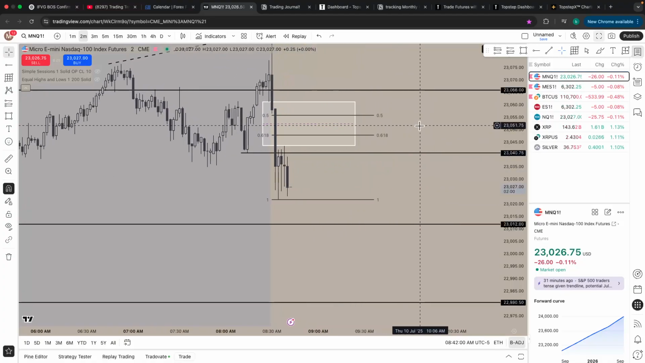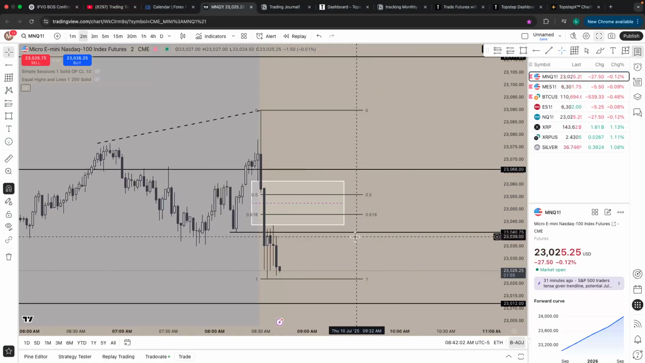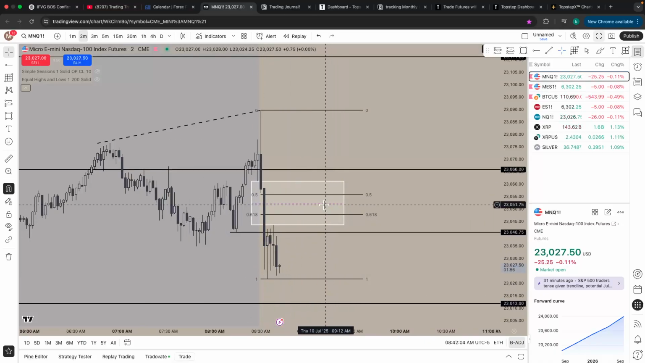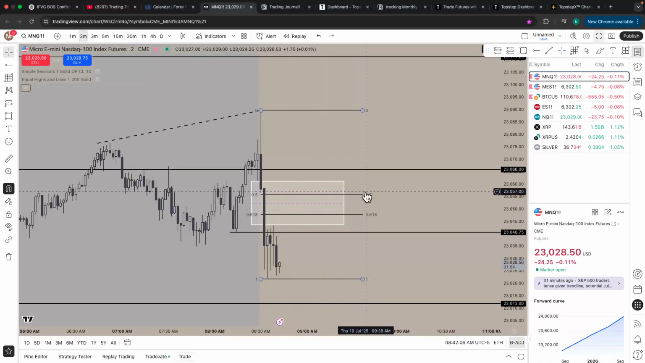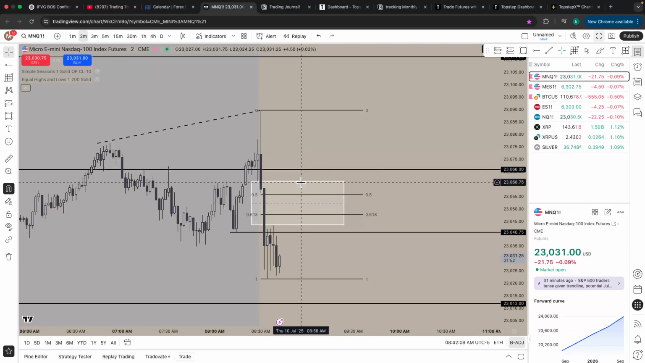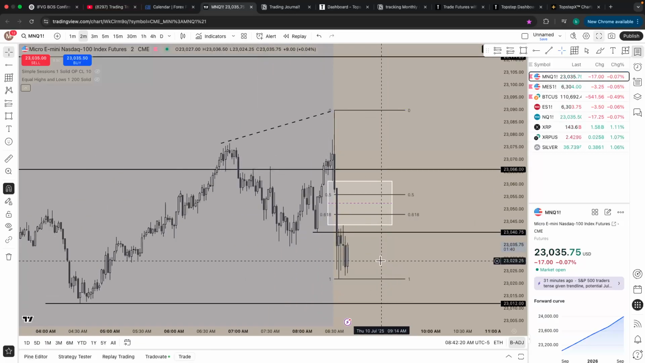Wow, that's beautiful. Yeah, we are in premium price right now. I'd like to see price come back to this 0.5 level for a discount and then give me an inverse fair value gap on the 1 minute or 2 minute, and then a retrace back up to give me my 1 minute or 2 minute breaker structure. Stops above highs, take profits down to this.